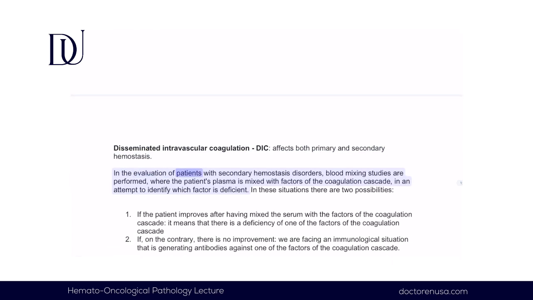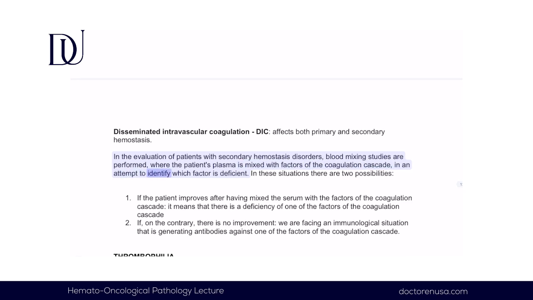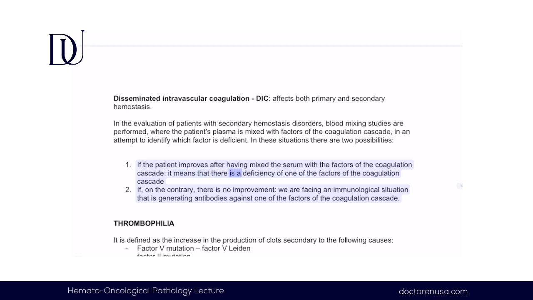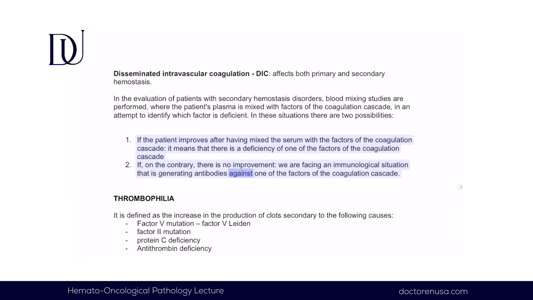In the evaluation of patients with secondary hemostasis disorders, blood mixing studies are performed, where the patient's plasma is mixed with factors of the coagulation cascade, in an attempt to identify which factor is deficient. In these situations, there are two possibilities. If the patient improves after having mixed the serum with the factors of the coagulation cascade, it means that there is a deficiency of one of the factors of the coagulation cascade. If, on the contrary, there is no improvement, we are facing an immunological situation that is generating antibodies against one of the factors of the coagulation cascade.